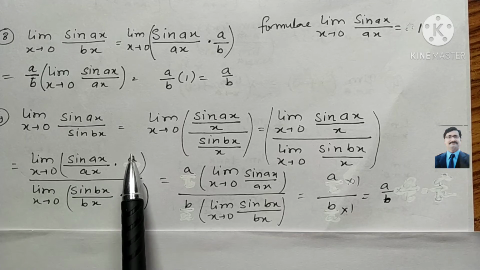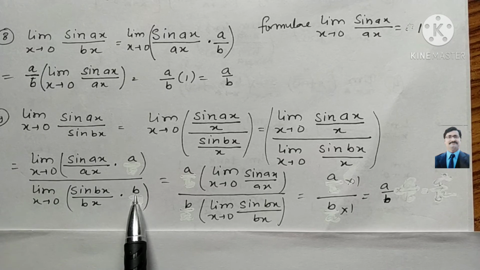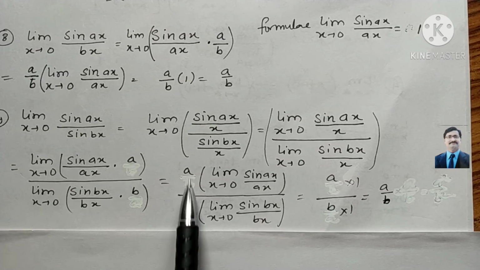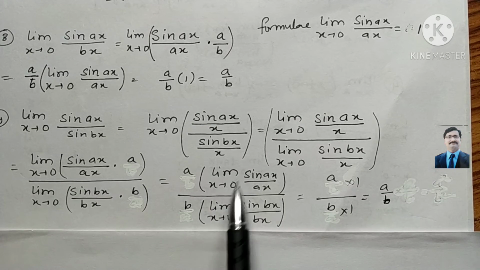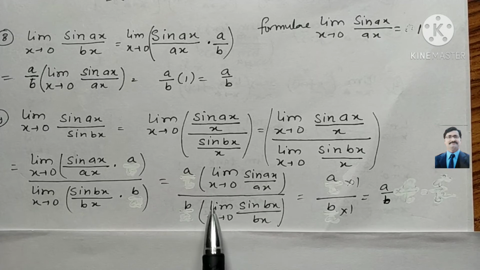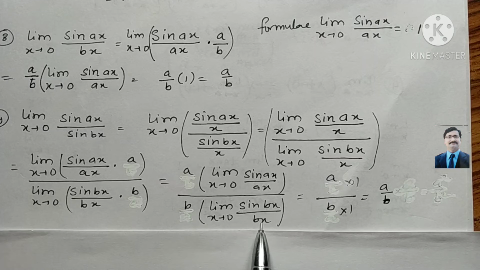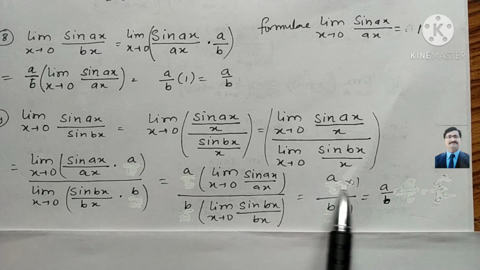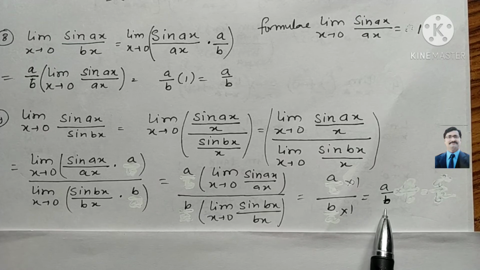Now this a and b are constants, so we will take them outside, so we get a and b outside, and inside we have the limit as x tends to 0 of sin ax upon ax, and b times the limit as x tends to 0 of sin bx upon bx. The value of this is 1 and the value of this is also 1, so a into 1 upon b into 1, we get a upon b.